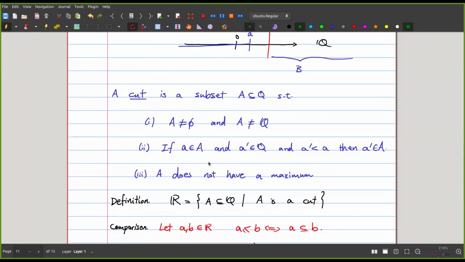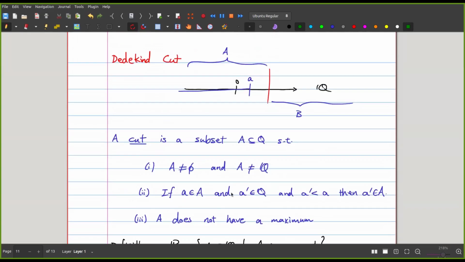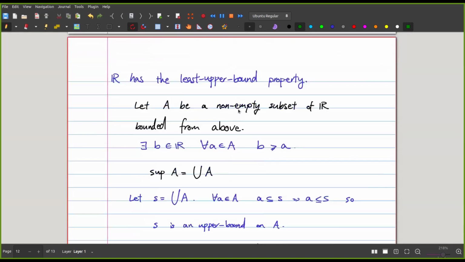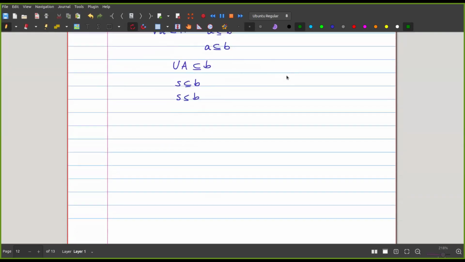So if I want to show that a particular set is a cut, I need to show that it's not the empty set, it's not the entirety of Q. I have to show that whenever some number is in my set, everything smaller than it is also in my set. And I have to show that it does not have a maximum. Okay, so let's do this.